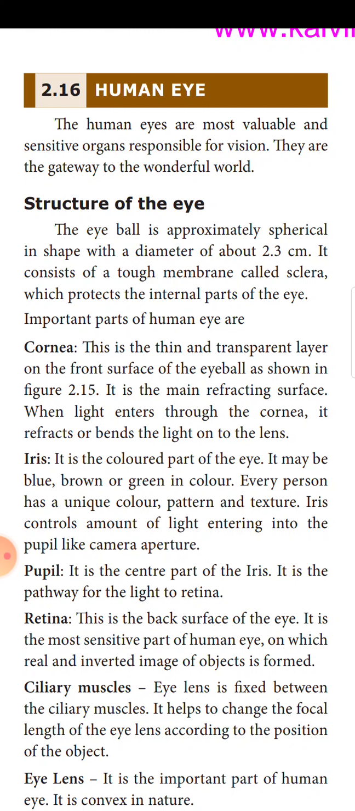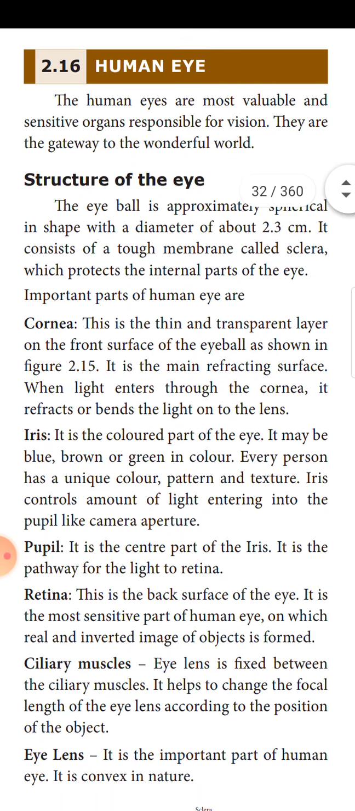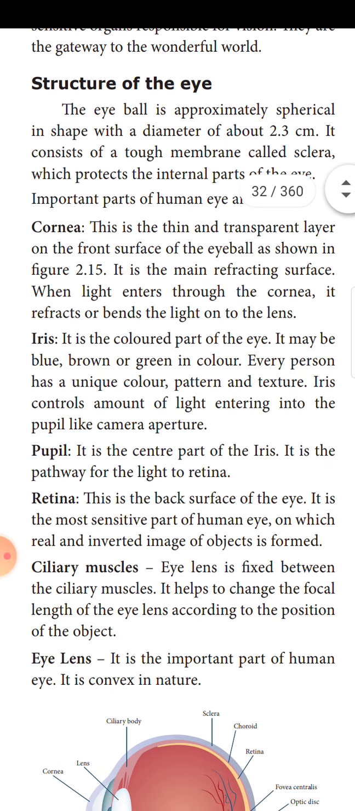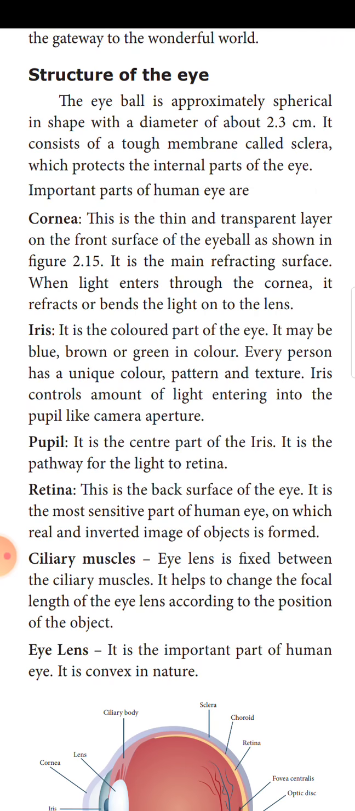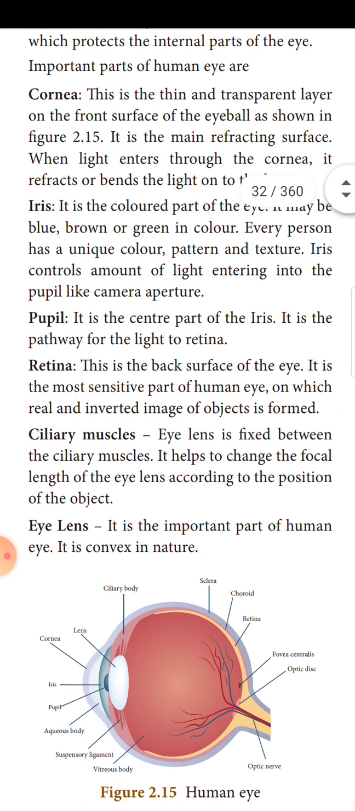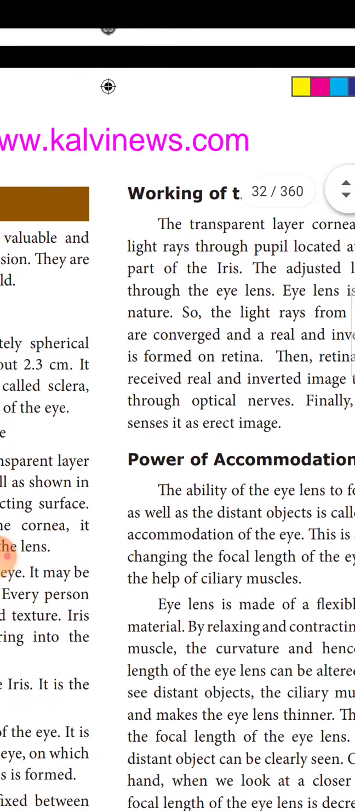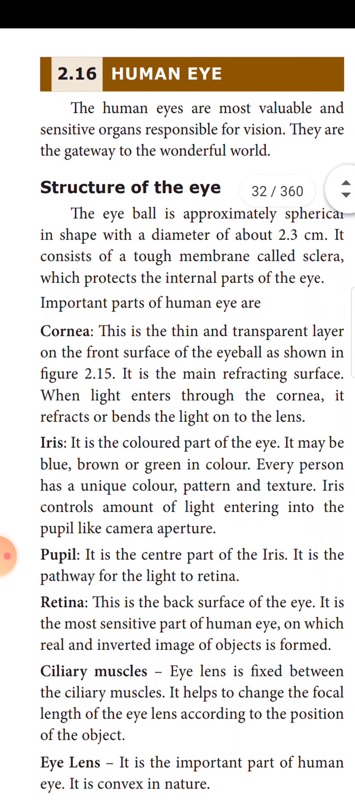Important parts of a human eye are cornea, iris, pupil, retina, ciliary muscles, and eye lens. These are all the important parts of the human eye.